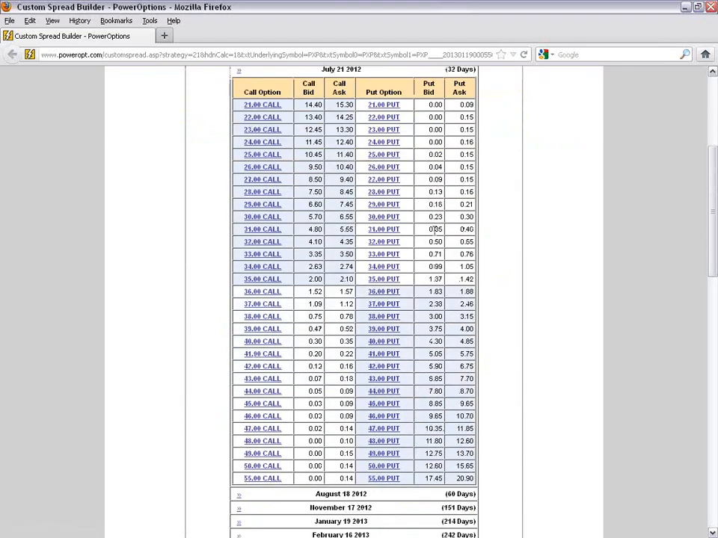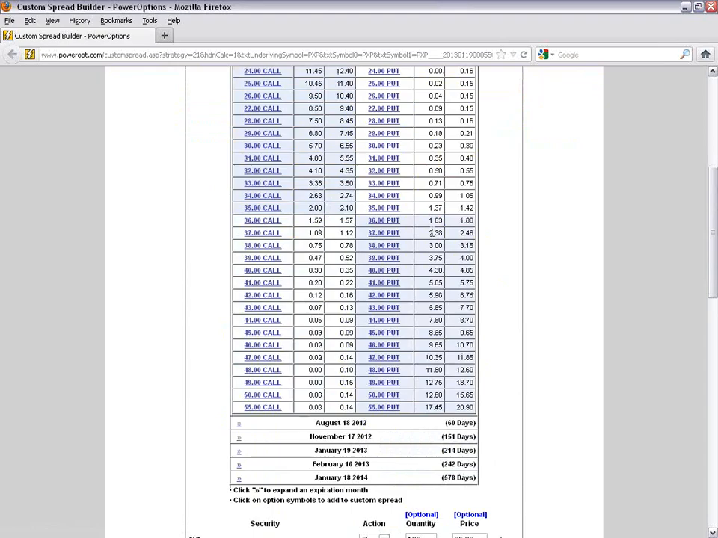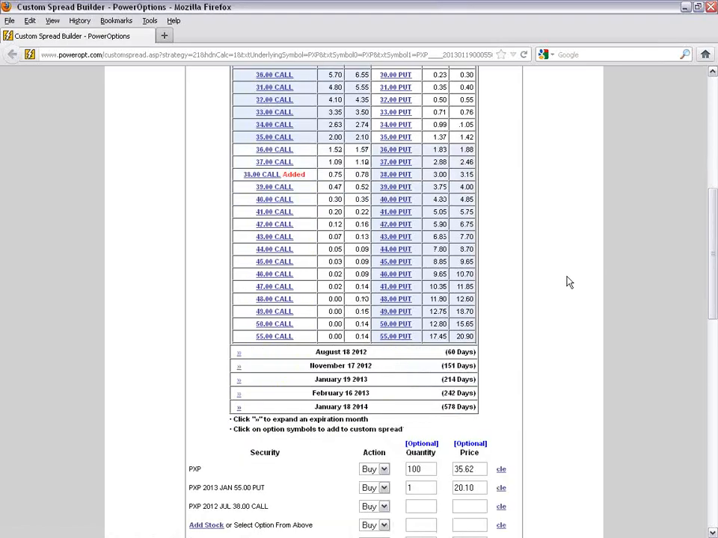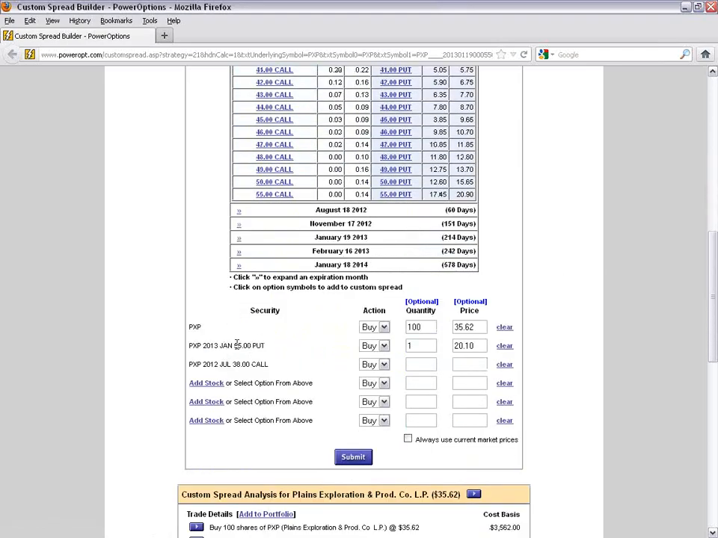I'm going to go to July 21. Oh, that's easy enough. I can go with a 38 call, 75 cents right there. The position's now bulletproof. So I'm going to buy stock, buy the January 55 put option for 2010, and we're going to sell the July 38 call right now for about 75 cents, the natural bid price. That's going to bulletproof the position, isn't it?